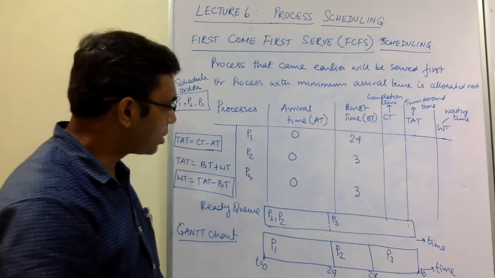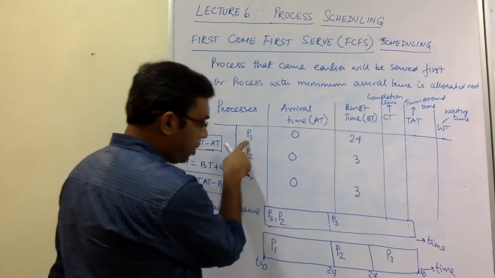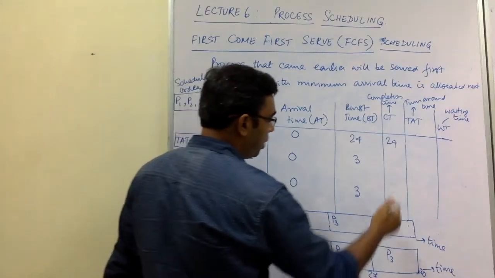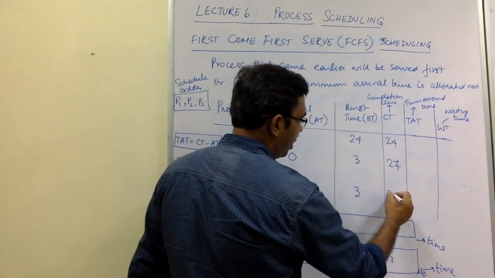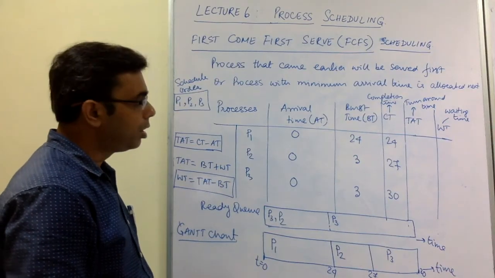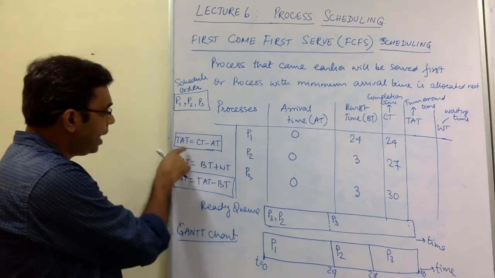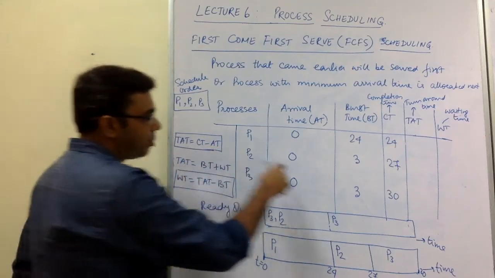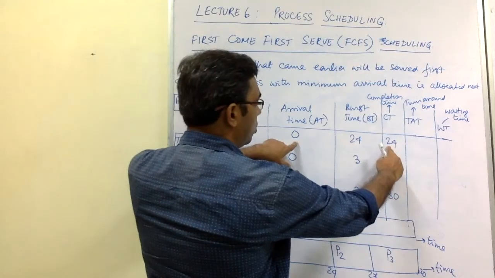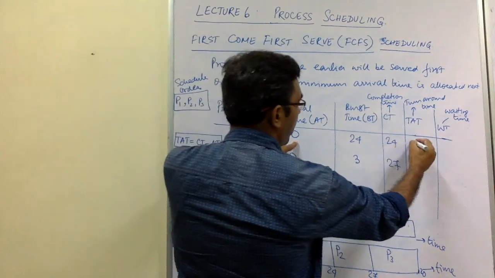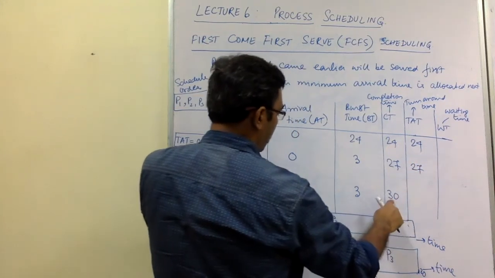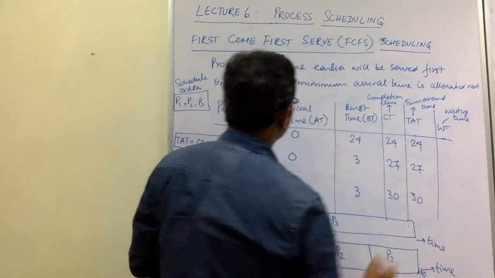Good. So let us write this down. What is the completion time of P1? P1 completes at 24. P2 completes at 27 and P3 completes at 30. Once we have filled up the CT column, let's compute TAT. TAT is CT minus AT, that means this minus this. So 24 minus 0, which is 24, then 27 minus 0, which is 27, and 30 minus 0, which is 30. So this is what we have.